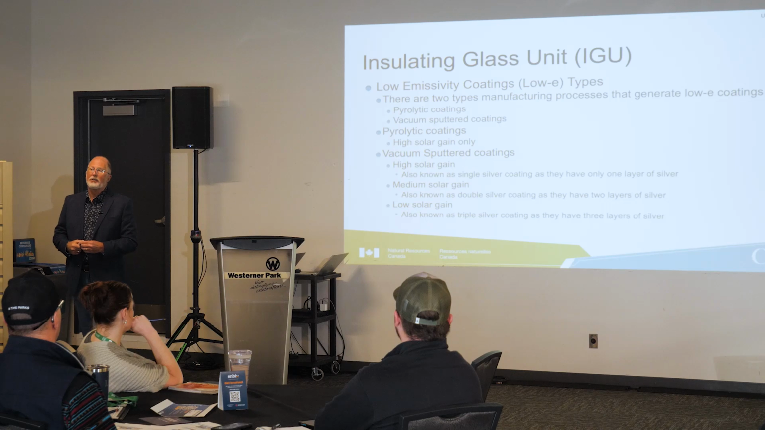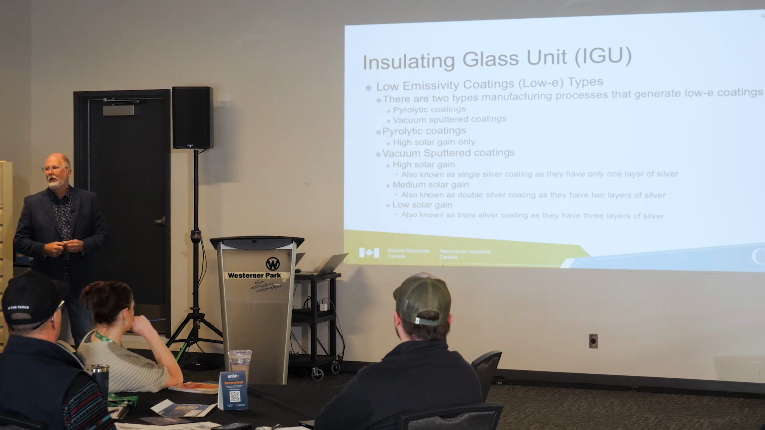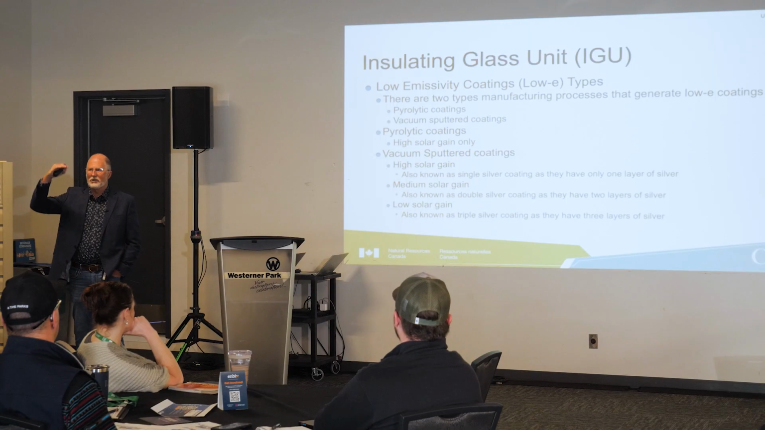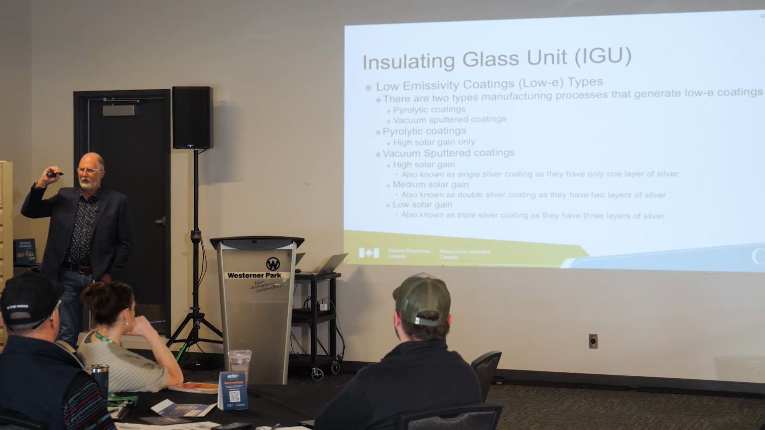Now, you probably won't see a lot of pyrolytic because that technology is kind of gone away. So a lot of our glass will have a vacuum sputtered coating. The benefit of vacuum sputtered is we can get into very low solar gain systems. So pyrolytic, high solar gain only. So you're only going to achieve a certain amount of reflection. You're never going to get that really low value.